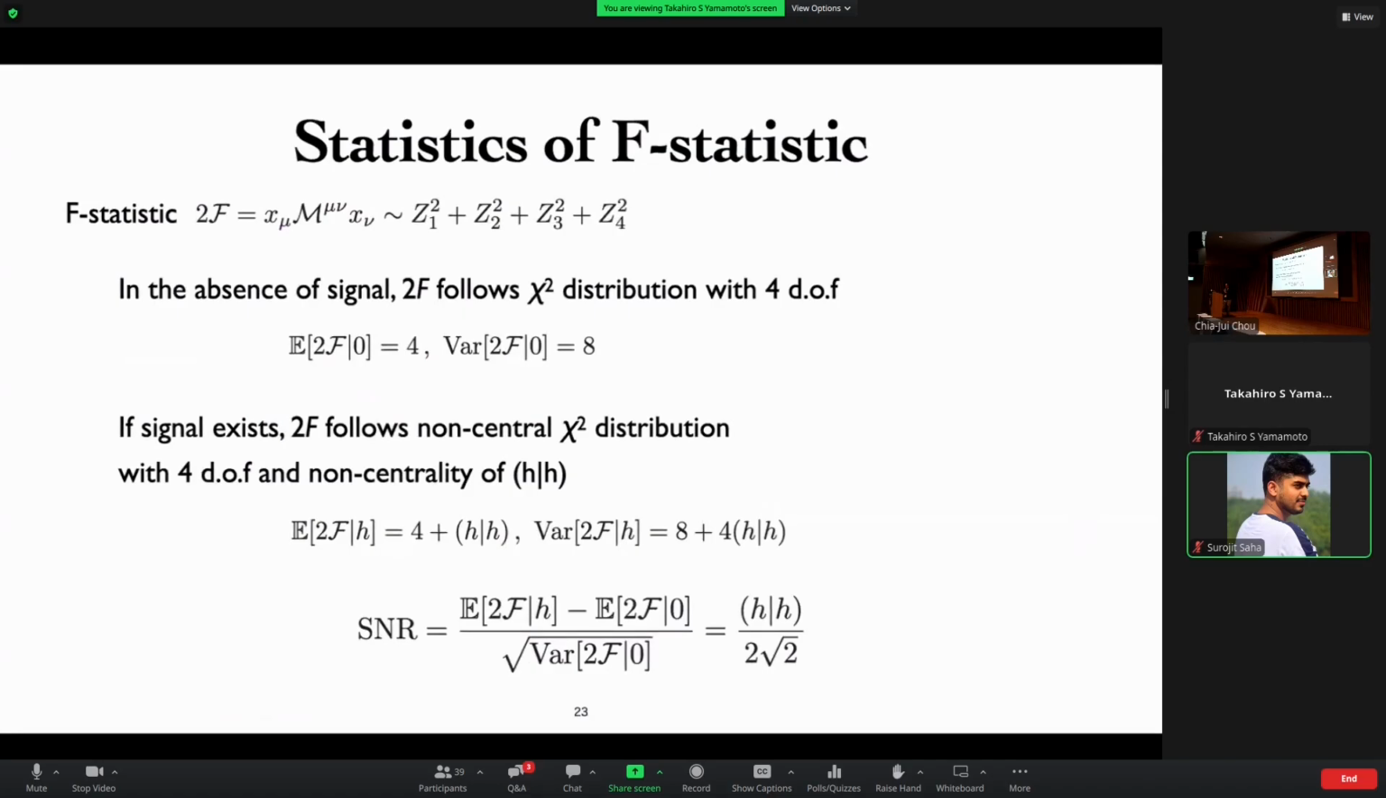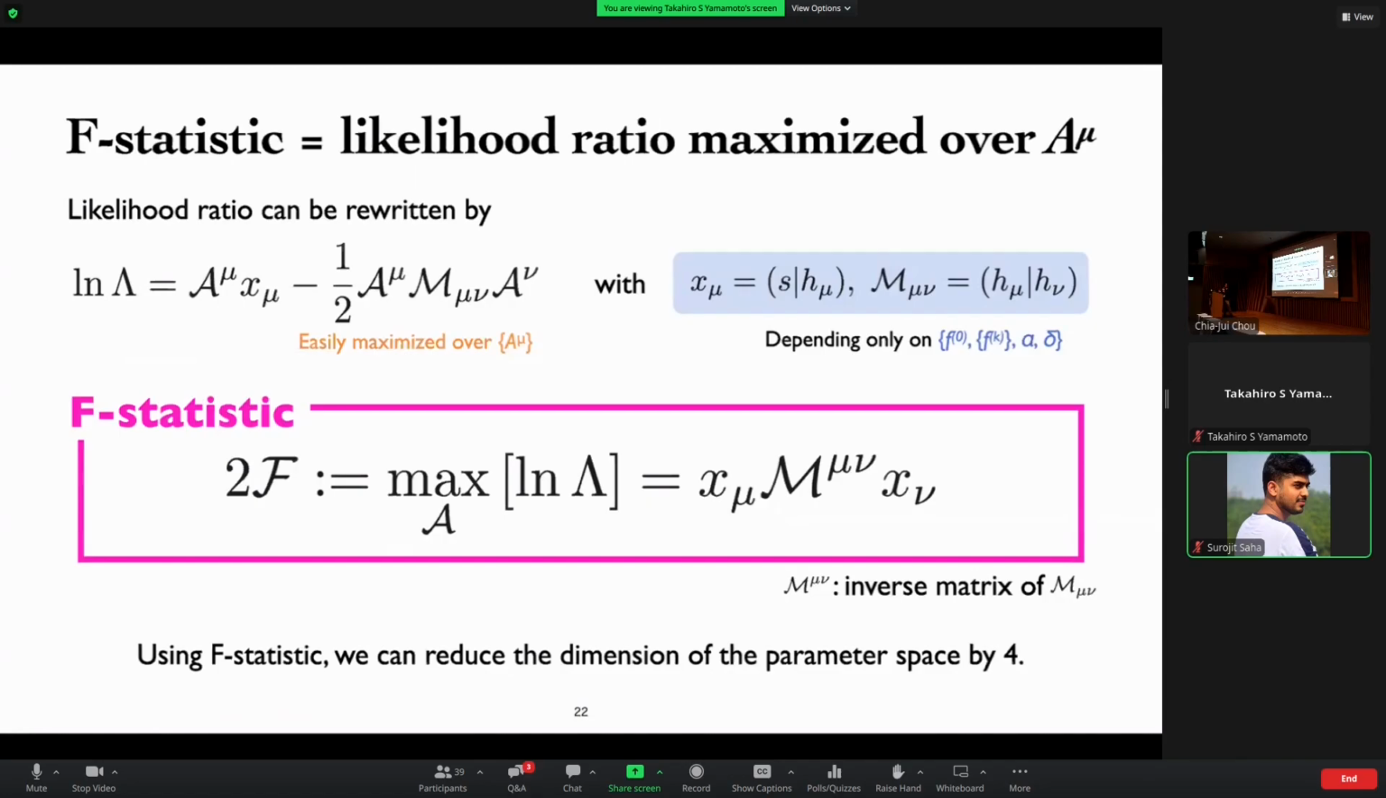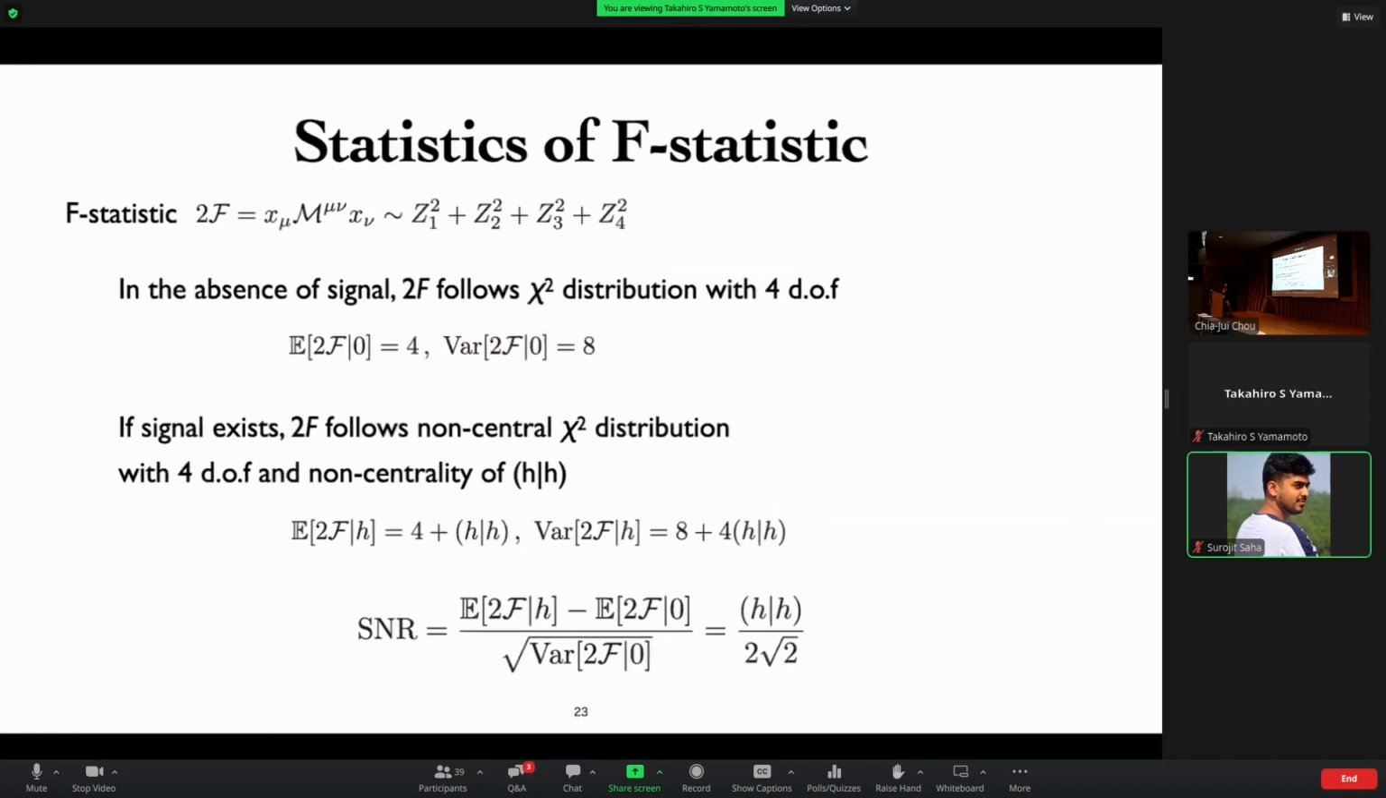Okay, and I will skip the statistics of F. In this F statistic technique, after maximizing over A mu, what we need to do is calculate the F statistic for each grid point in this reduced parameter space. Okay, so this is the first method for the continuous wave search.